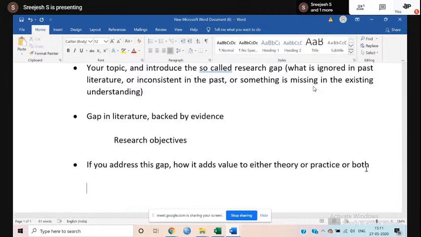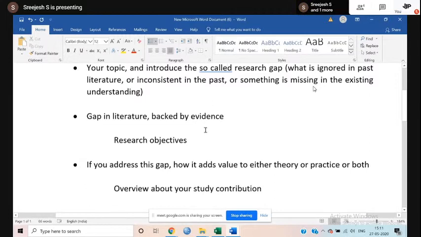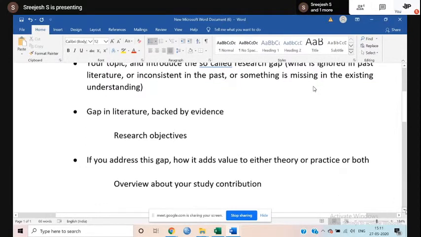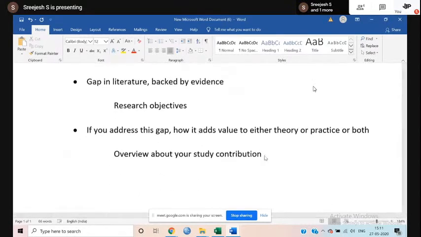Introduction should not elaborate in detail on how it actually adds value. You need to give a very generic overview about your study contribution, right? And it means that paragraph 1, 2, and 2 plus your objective, and this is actually 3. And fourth, you can say a summary about the study. In the summary about the study, you need to say what you are presenting in subsequent sections. What you are presenting?